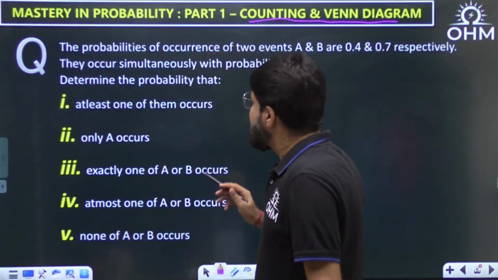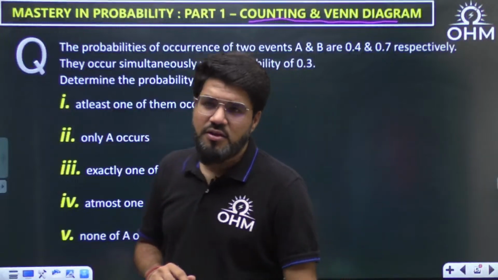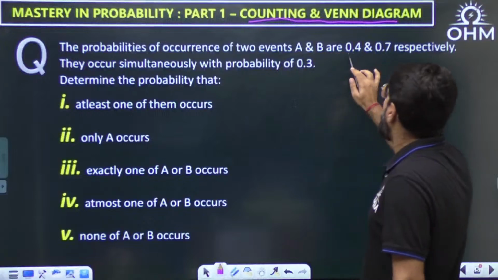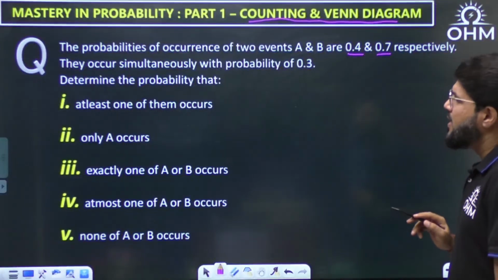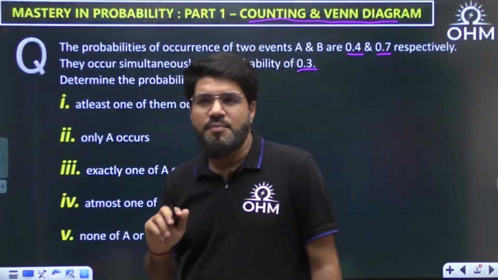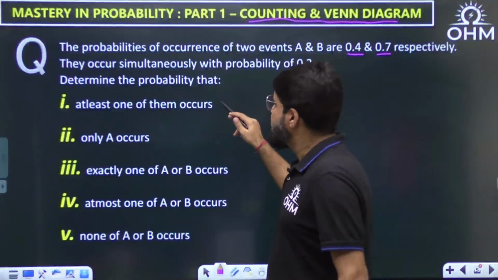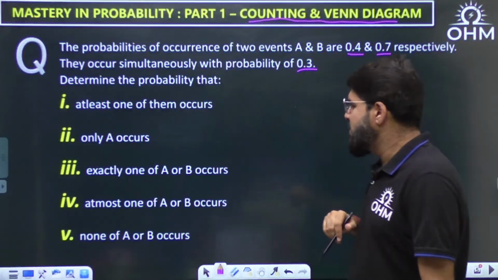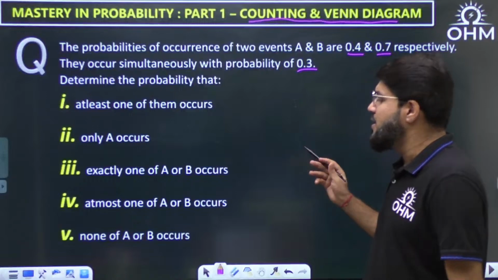Let's understand some fundamentals through a question. The probability of occurrence of two events A and B are 0.4 and 0.7 respectively. They occur simultaneously with the probability 0.3. Now find the probability that at least one of them occurs, only A occurs, exactly one of A or B occurs, at most one of A or B occurs, none of A or B occurs.